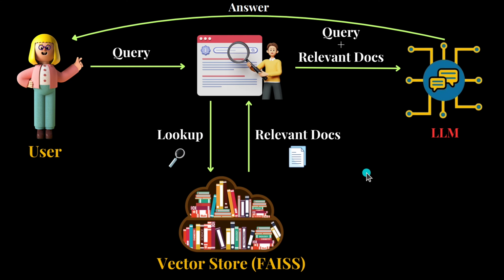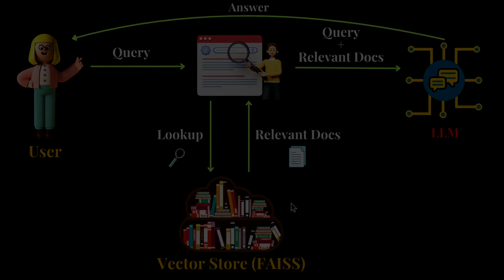Now in our case, we will use a vector store named FAISS, which is Facebook AI Similarity Search Vector Store. And we will download a few blogs from the internet and store their embeddings in this vector store. So that's the workflow of our app.